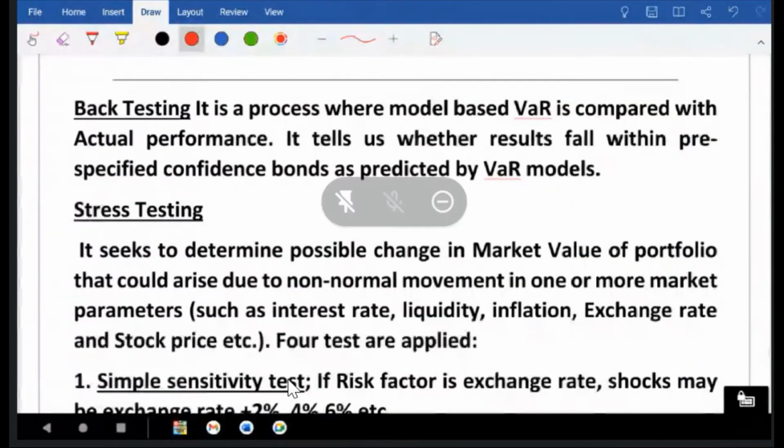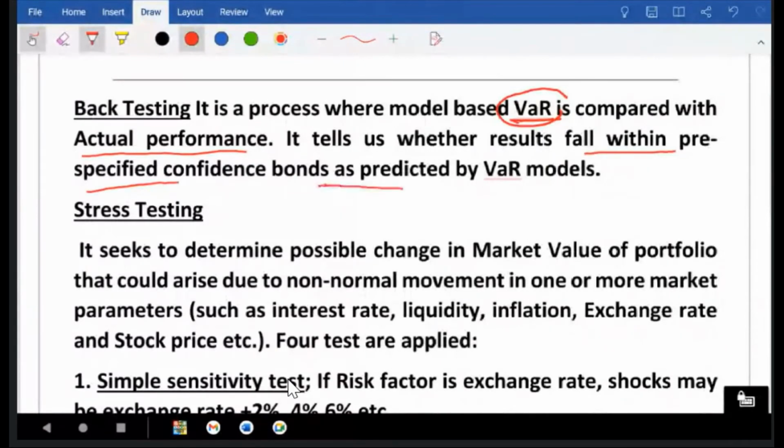So one more term that we will be learning here is called back testing. Back testing is the process where model-based VaR is compared with the actual performance. That means when we prepare VaR, we have to test that VaR with the actual performance. It tells us whether results fall within the pre-specified confidence band as predicted by the VaR model. Okay, this is called back testing.